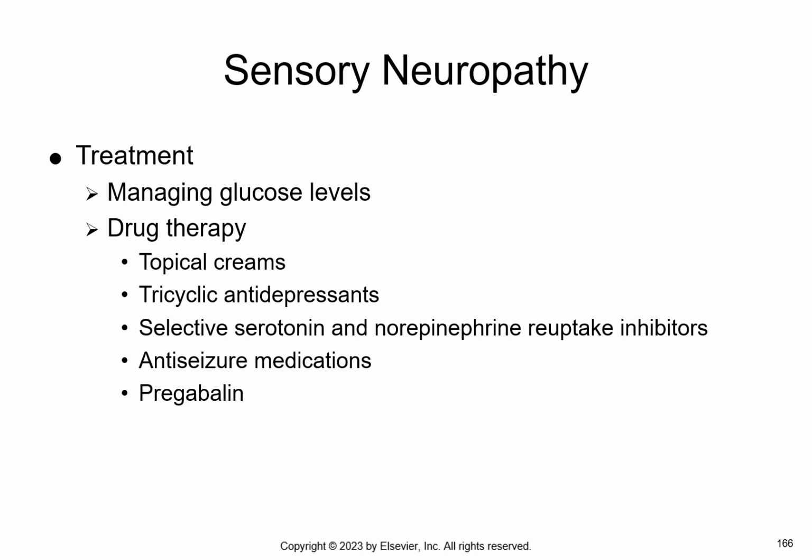Capsaicin is a moderately effective topical cream made from chili peppers. It depletes the accumulation of pain-mediating chemicals in the peripheral sensory neurons. The cream is applied 3 to 4 times a day. The tricyclic antidepressants are moderately effective in treating DM-related neuropathy. They inhibit the reuptake of norepinephrine and serotonin, which are neurotransmitters thought to play a role in pain transmission.